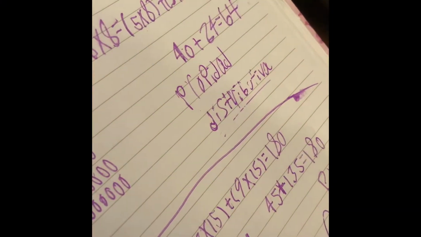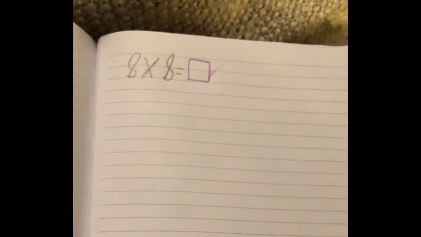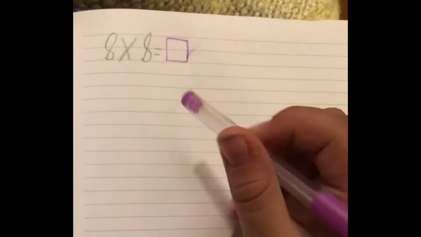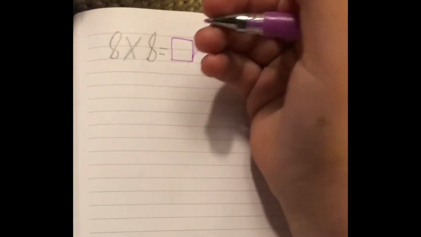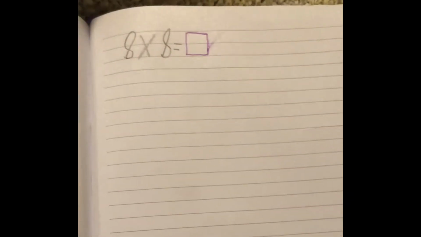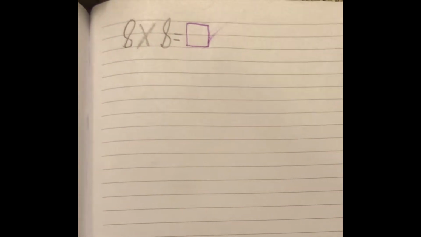Propiedad distributiva. Distributive property. Hi guys, today I'm going to be showing you a new way I just learned to do times. Today it's going to be 8 times 8. So first, we're going to be doing a matriz, and also the propiedad distributiva. So we're making an array and doing the distributive property.